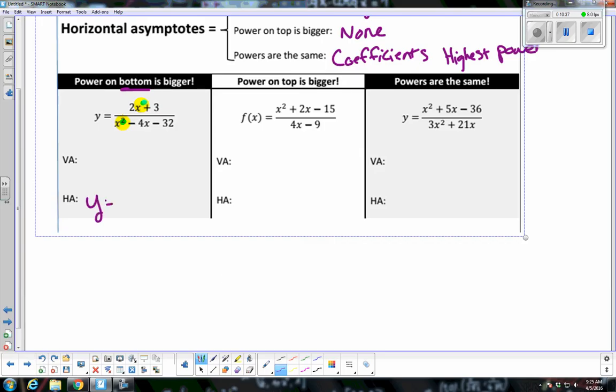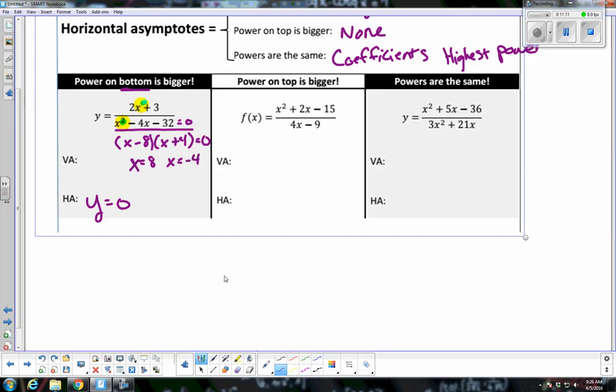As far as the vertical asymptote, anything that makes this bottom equation equal to 0. So we need to solve this. How do we solve this? We factor. It's been a little while, but that's how we do it. This will factor down to x minus 8, x plus 4. The two solutions would be x equals 8 and x equals negative 4, and those will be our two asymptotes. Okay, let's look at this next one.